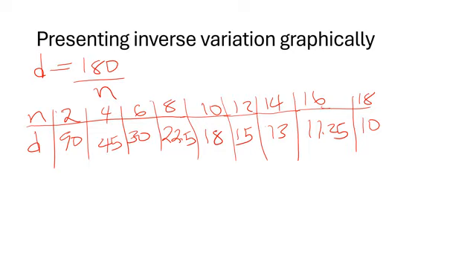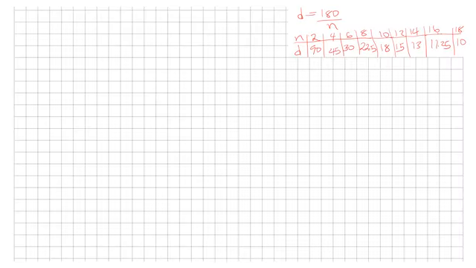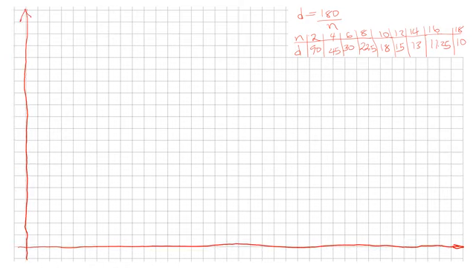Okay, so you first of all have to come up with the table of values. After coming up with the table of values, we now need to have a plot. Now let us put this information on a graph. So this is D and this is N.